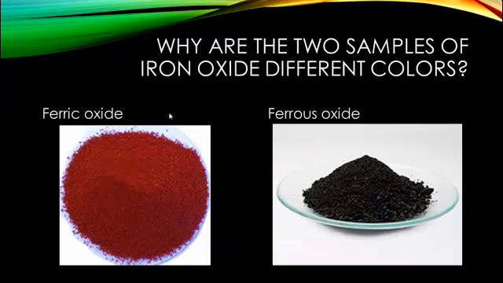So look at the 2 pictures here of iron oxide, and you can see that they're 2 different colors. The one on the left is reddish, and the one on the right has more of a black color. They are both iron oxide, but they have different properties because they came from different forms of iron.